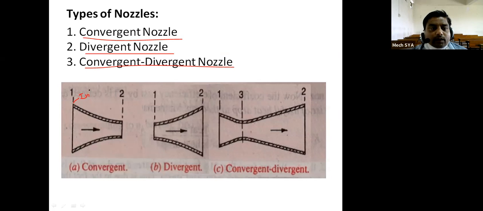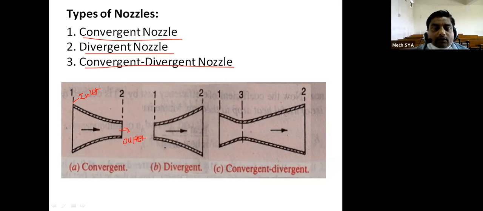So part 1 is acting as an inlet where steam is entering, and from part 2 the steam is coming out as an exit. So we can call it an outlet, in entry to exit. Here the cross-sectional area, or passage area, of the steam goes on decreasing towards the outlet. That type of nozzle is called a convergent nozzle.